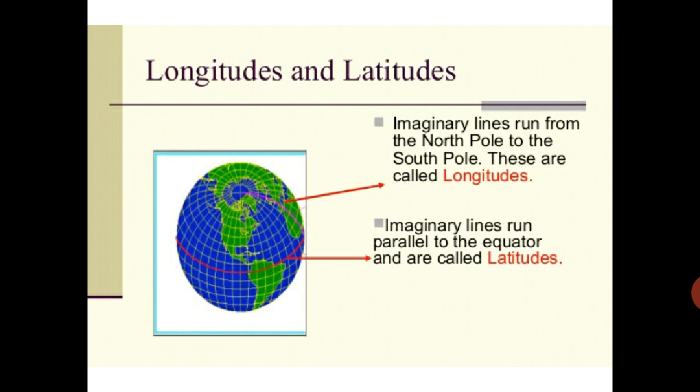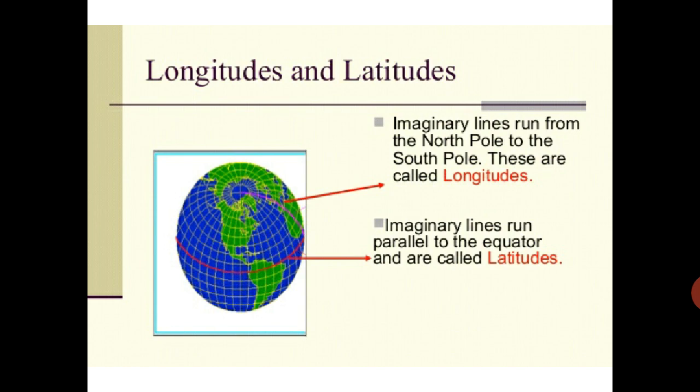Imaginary lines run parallel to the equator. This red line is the equator. Imaginary lines run parallel to the equator, means lines going one above another along with the equator. Those lines are called latitudes.